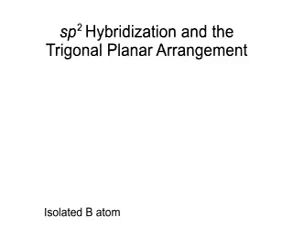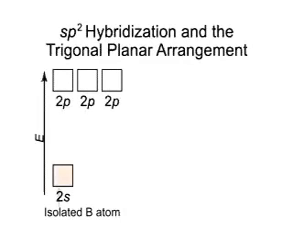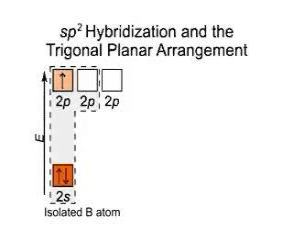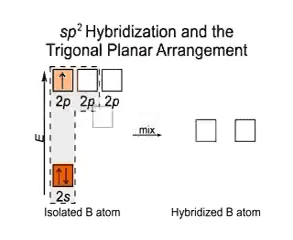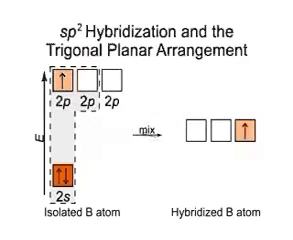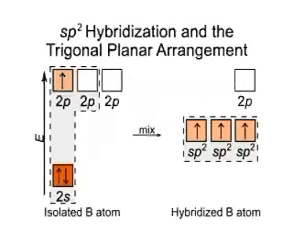To account for molecules with a trigonal planar shape, such as boron trifluoride, the model proposes that the ground state boron atom undergoes sp2 hybridization. The filled 2s of the central boron mixes with one half-filled and one empty 2p to become 3 half-filled sp2 hybrid orbitals. Boron's third 2p remains empty and unhybridized.